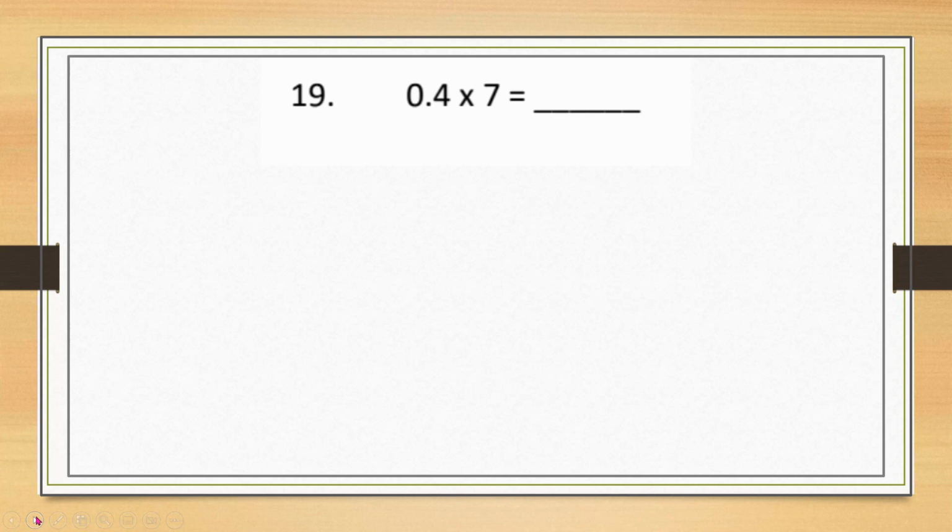Number 19, 0.4 times 7. Well, you know that 4 times 7 is 28. What's the relationship between 0.4 and 4? 0.4 is 10 times smaller than 4. So what do we do to 28? We make it 10 times smaller. And what's that called? You divide it by 10. Your answer becomes 2.8. So 0.4 multiplied by 7 is 2.8.